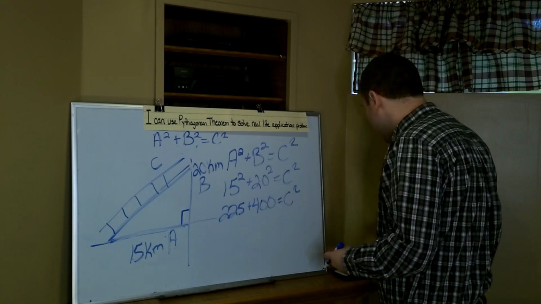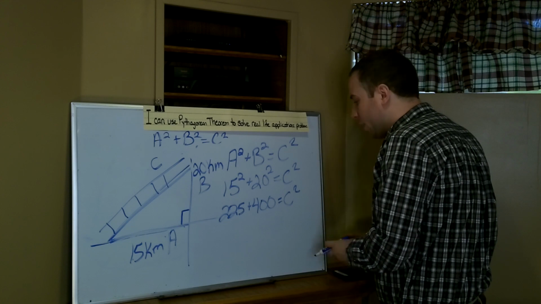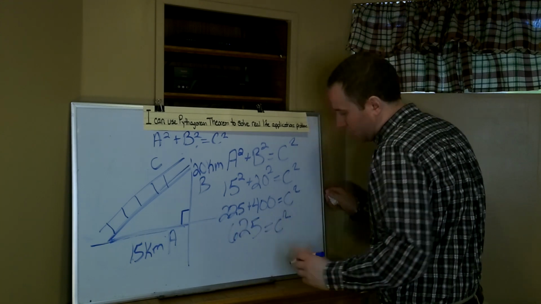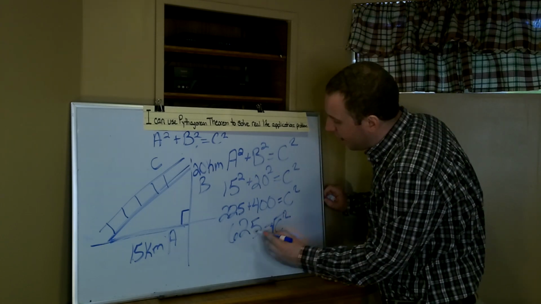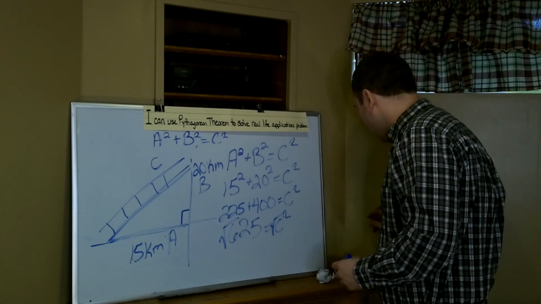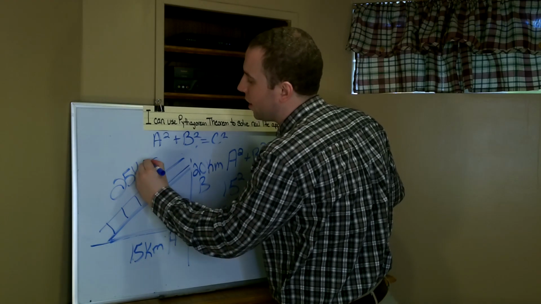So adding them together, 225 plus 400 will give me the value of 625. And again, in order to get that squared off our variable, we have to square root it. So the square root of 625 will give me the value of c being 25 kilometers.